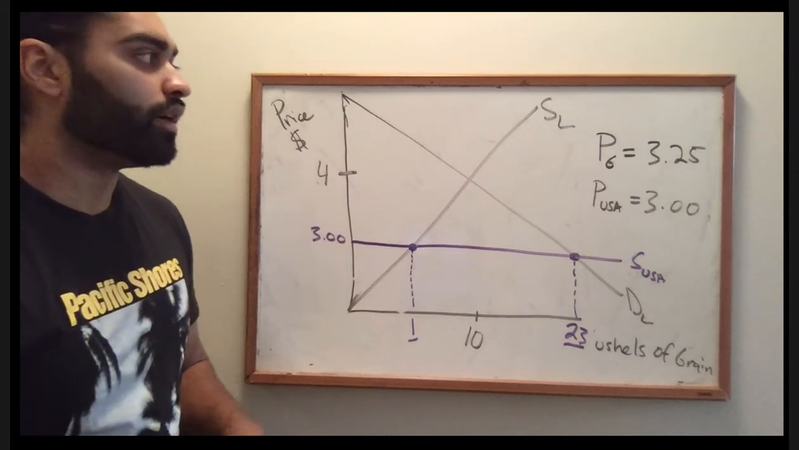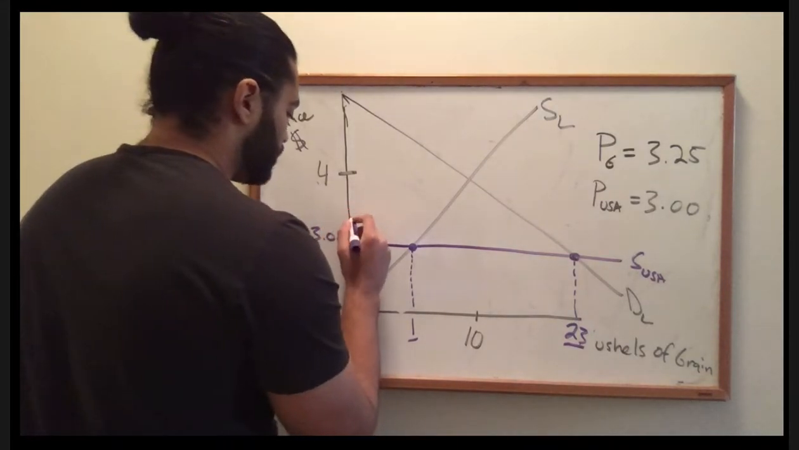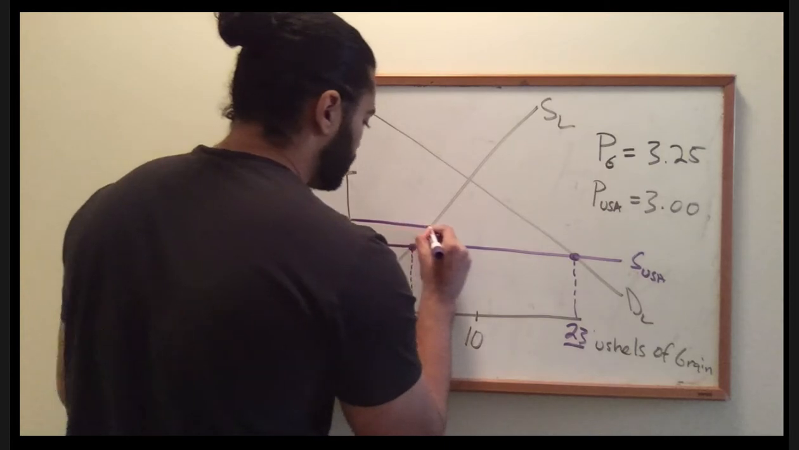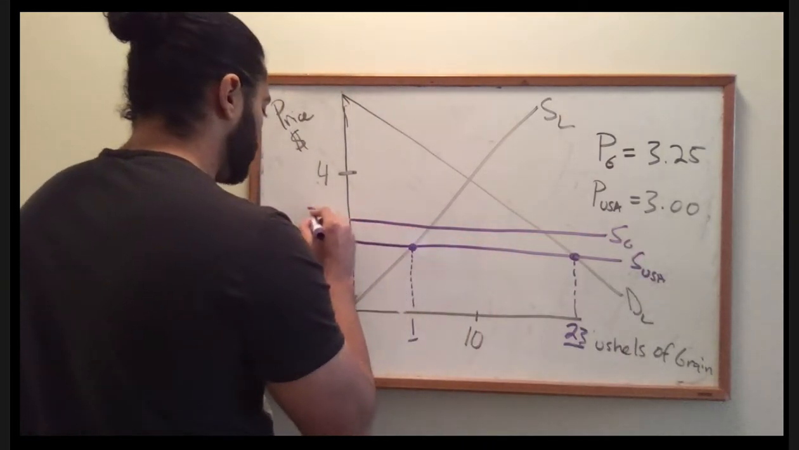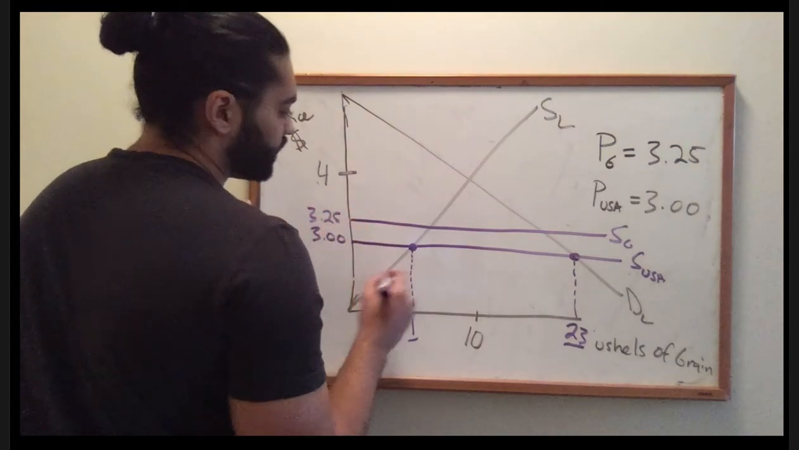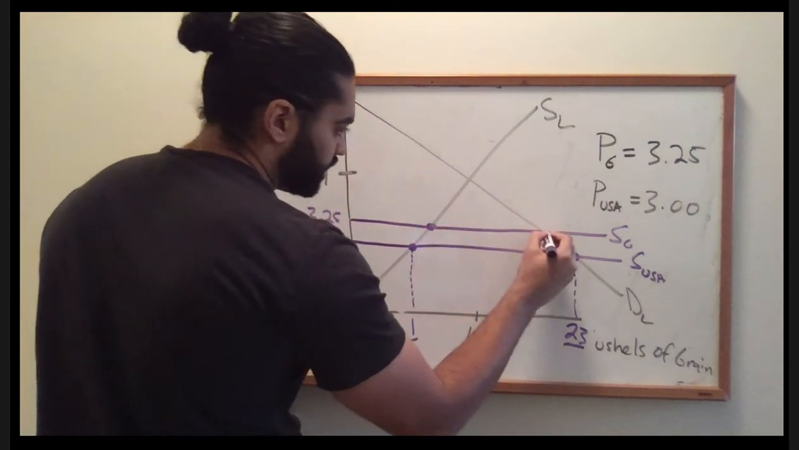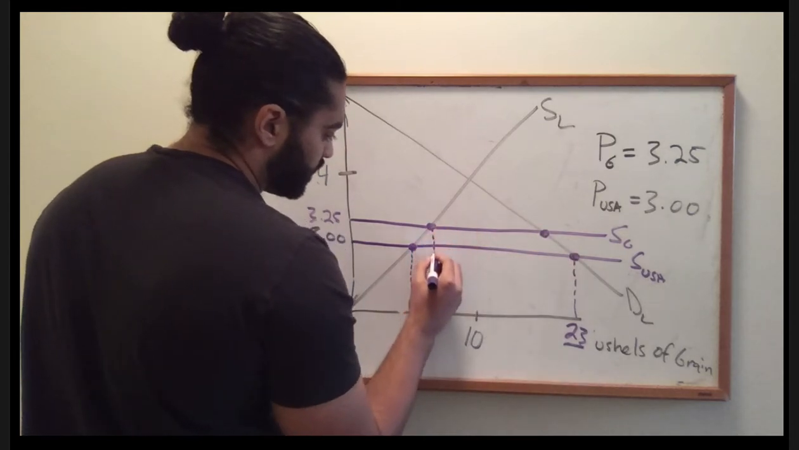Now for Germany, their supply is at $3.25. Now at their price point, you have these two important points.